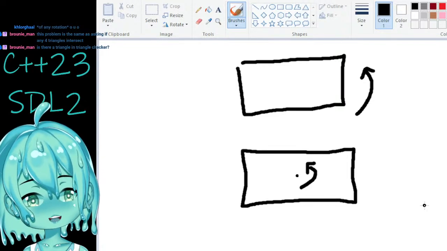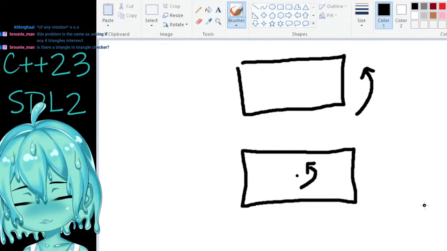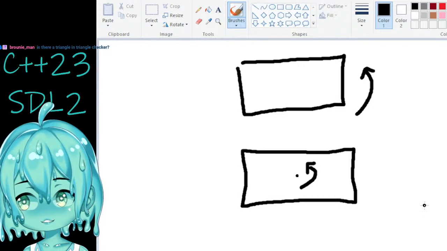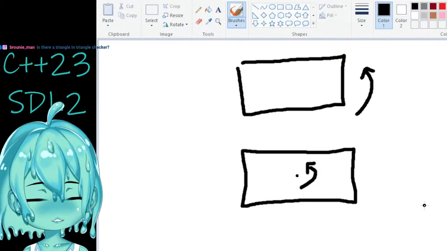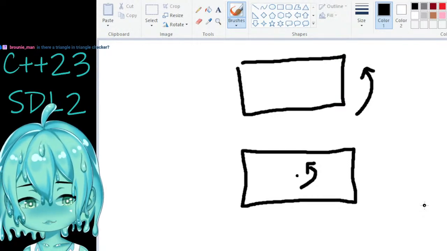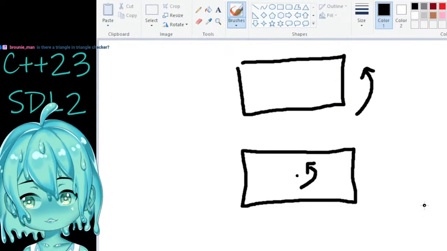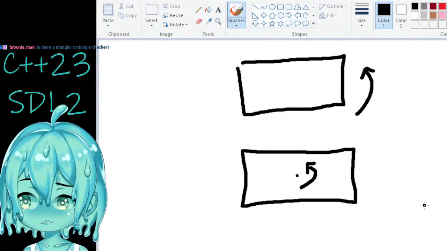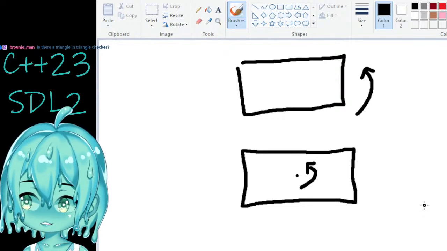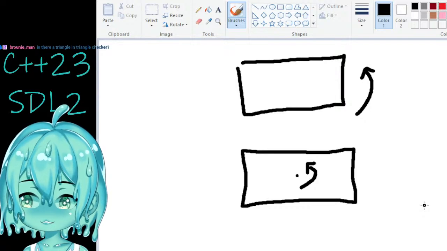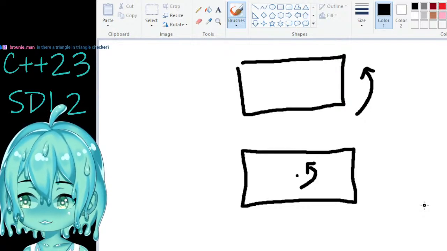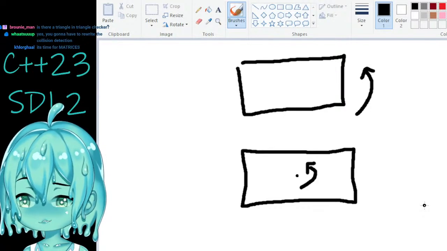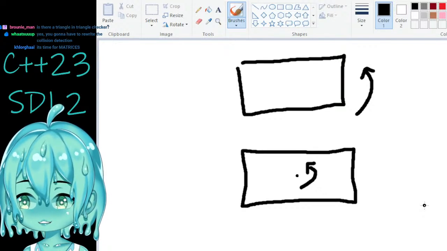Won't the collision box still have issues? Aren't we still gonna have issues with diagonal rectangles in the SDL collision function? Like we're still gonna have the same issue, right? This problem is the same as asking if any 4 triangles intersect. Is there a triangle in triangle checker? Ooh. Yes, you're gonna have to rewrite the collision detection. Fuck!